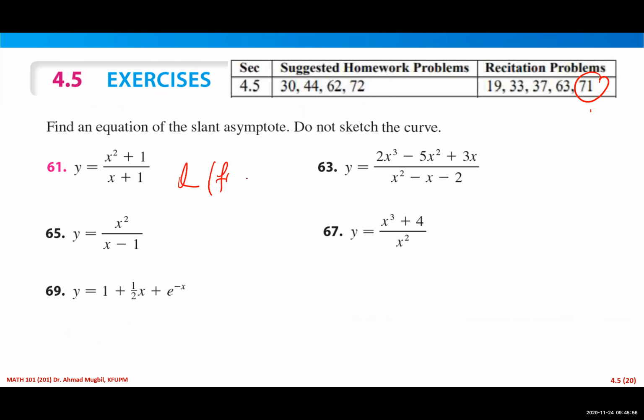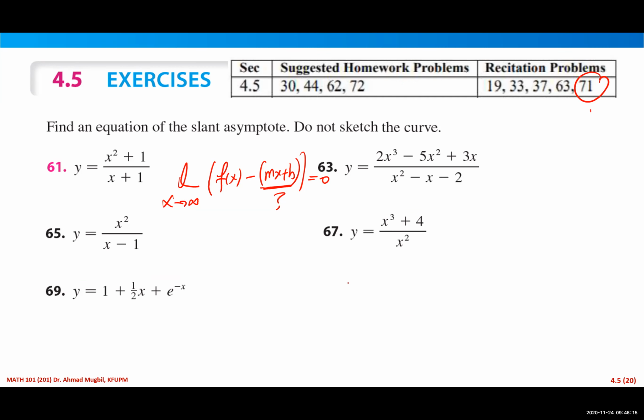The limit of the function minus a line equals 0 when x goes to infinity or negative infinity. You need to think about this one. What do you think? To know what this line is, you need to check first how the function behaves.